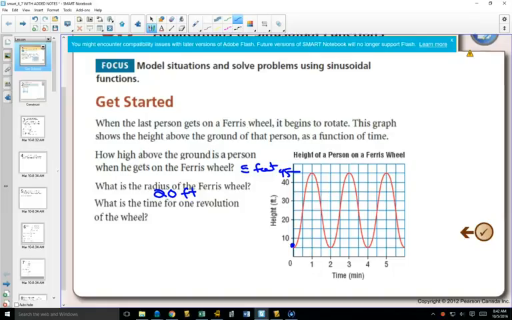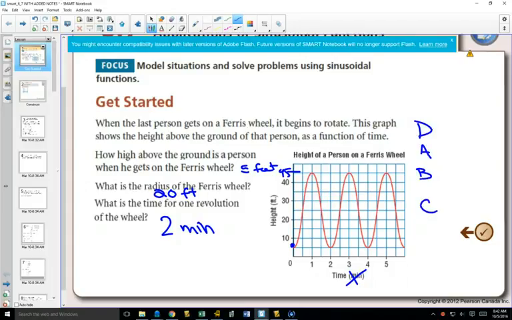And how long does it take to make one complete revolution? 2 minutes. So that's not too scary a Ferris wheel. If we change this to seconds, that would be a more scary Ferris wheel. But yes, 2 minutes. So what I'd like to do with this right now is get you to think about each of these things so we could write an equation.